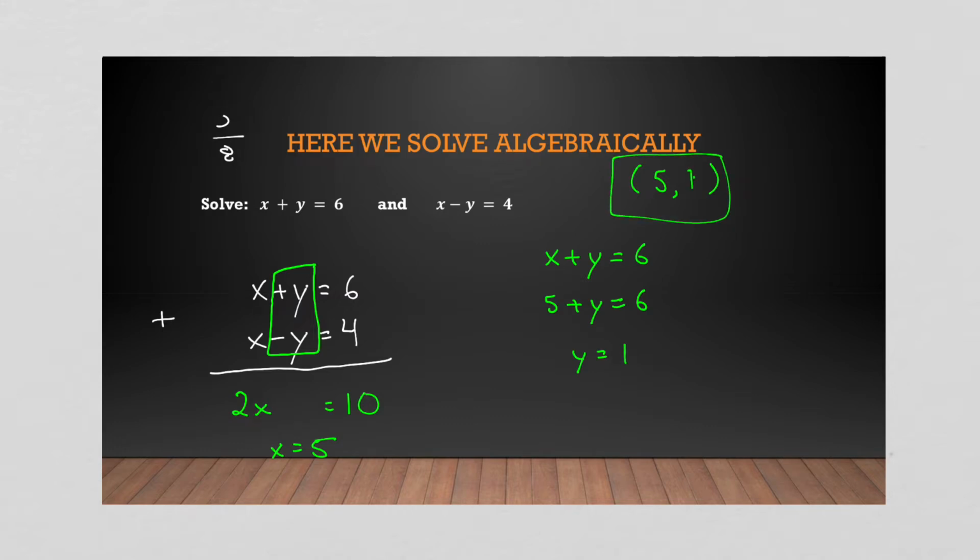And if you want to do your due diligence and check, you don't always have to fully do it, but 5 plus 1 should be 6. That's easy to see is true. And 5 minus 1 should be 4. And that's easy to see is true. So that is the goal here. That's what we're trying to achieve.